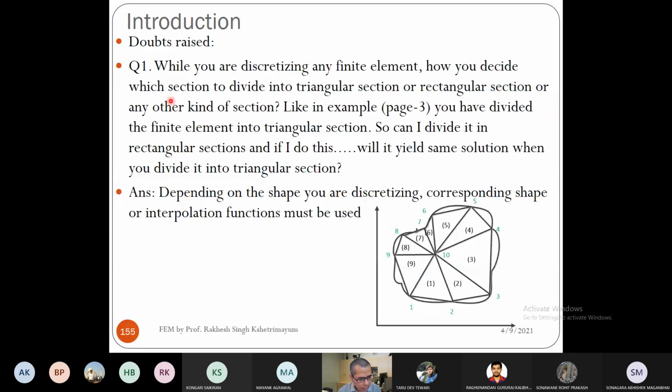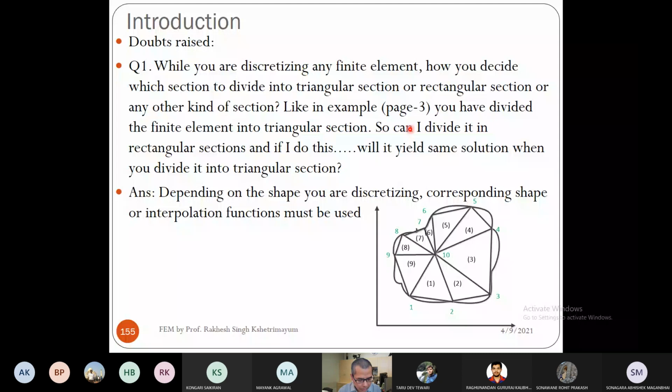Okay, so this morning, Siddharth sent an email about his doubts. He has 5 doubts. First question is, while you are discretizing any finite element, how do you decide which section to divide into: triangular section or rectangular section or any other kind of section? Like in the example, you have divided the finite element into triangular sections. Can I divide it into rectangular sections? Will it then give the same result?